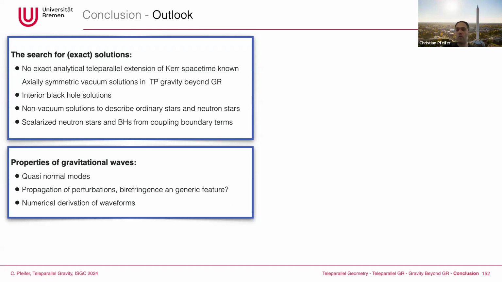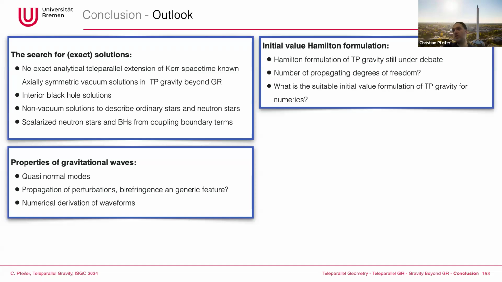And the long-term goal, which would be really great, is to derive waveforms numerically, as it's done in numerical relativity, to really compare to the LIGO and Virgo observations. However, this is difficult, since for that we need an initial value formulation, a Hamilton formulation, which is mathematically well defined and suitable to put the equations on the computer. This is also work in progress.